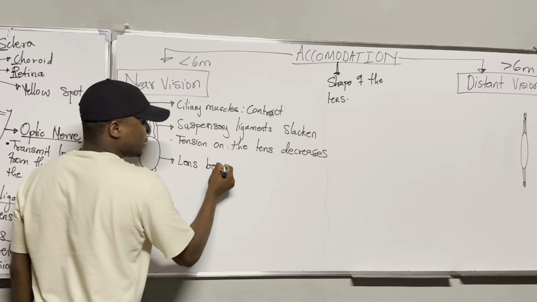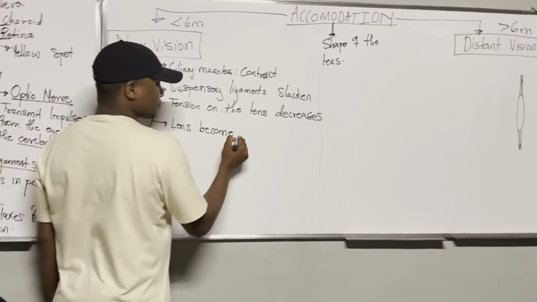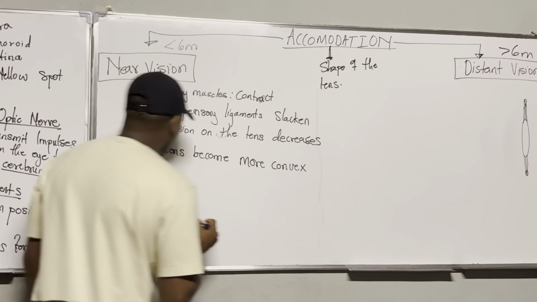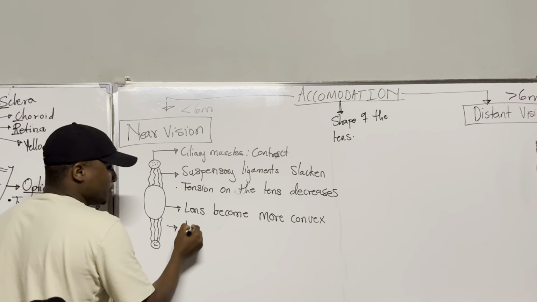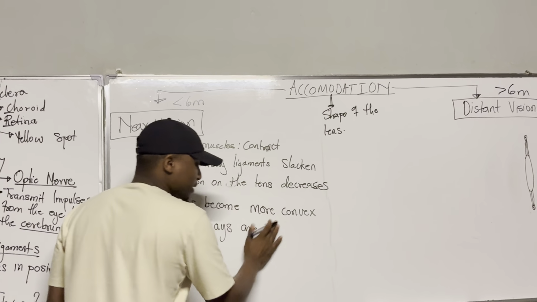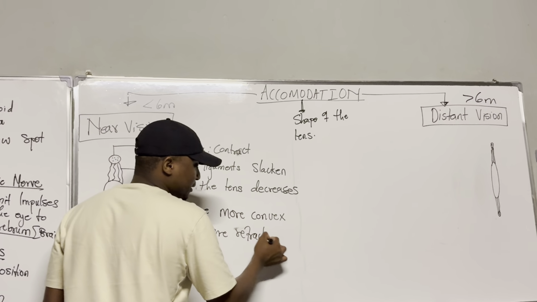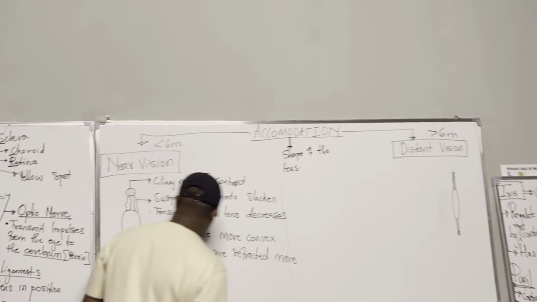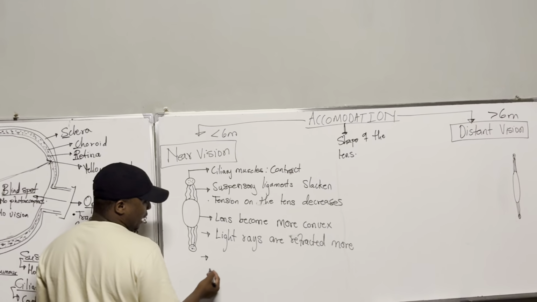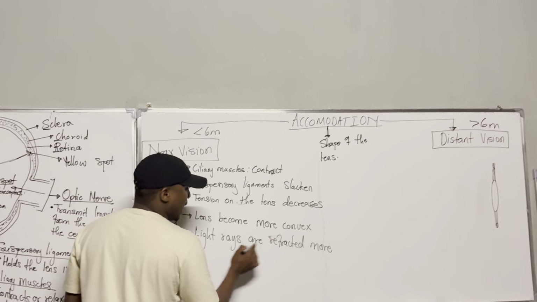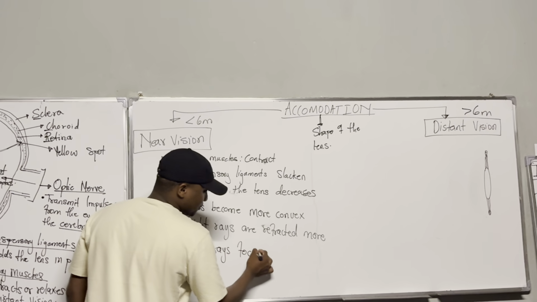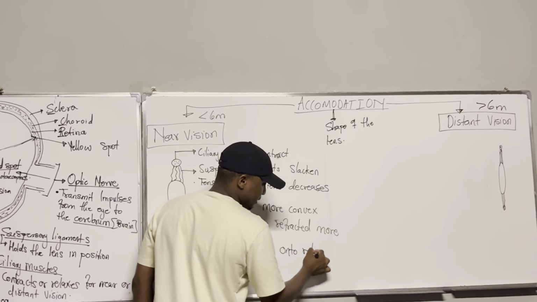You must tell them that the lens becomes more convex. Then the light rays are refracted more. You add there, the last one, that light rays are refracted more. And then you tell us that light rays are focused onto the retina.